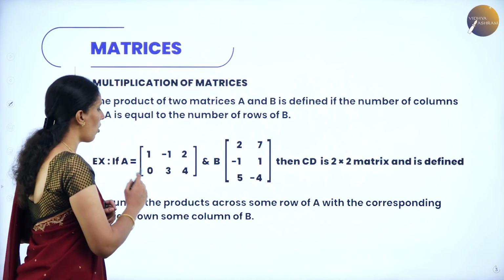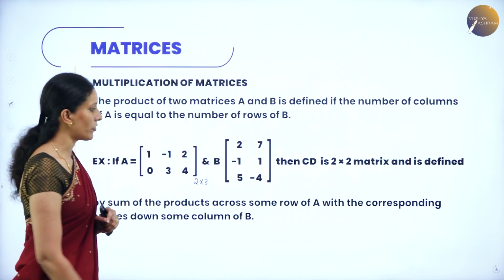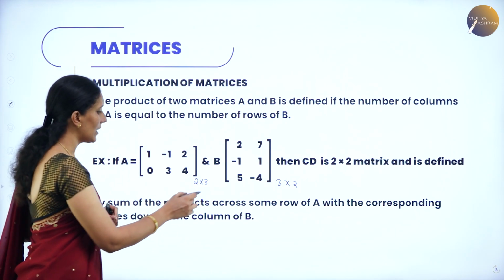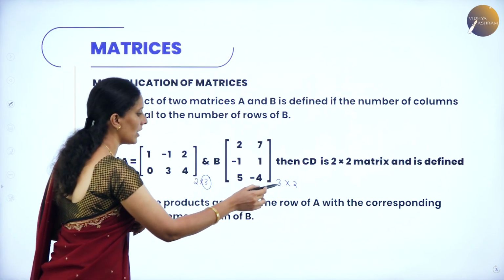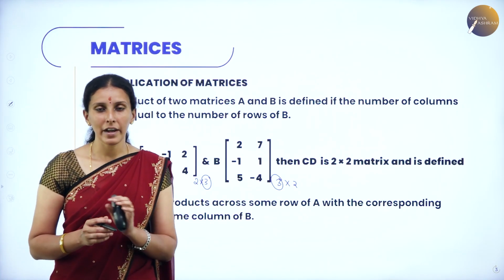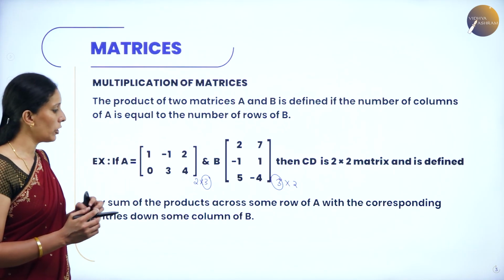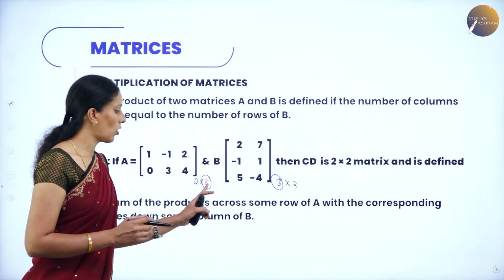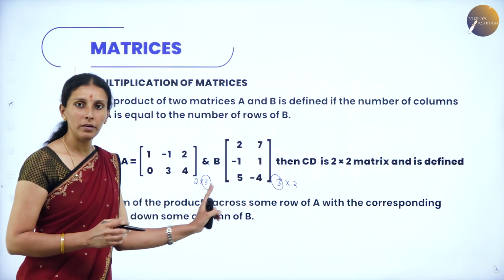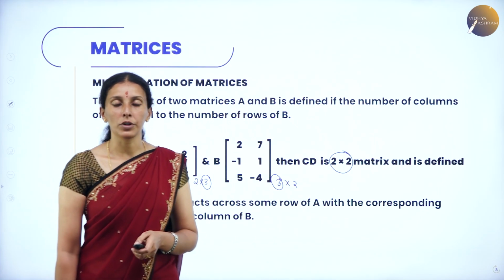So here, what is the order of this matrix? 2 rows, 3 columns. So it is a 2 cross 3 matrix, and here it is 3 rows, 2 columns. So clearly you can see here the number of columns in the first matrix is equal to the number of rows in the second matrix. So this is how we define the product. Then what will be the order of the new matrix? Remove the column number from the first matrix and the row number from the second matrix. Then the order of this matrix will be equal to 2 cross 2.